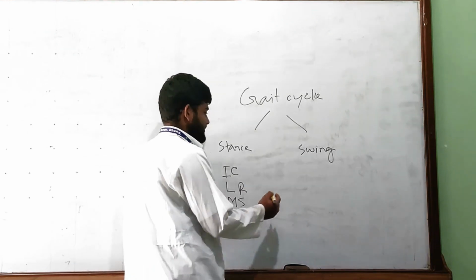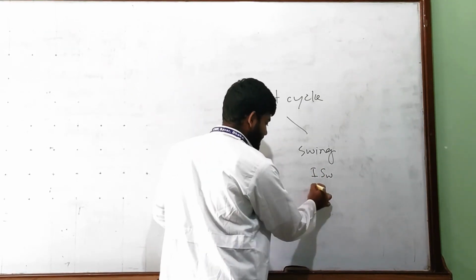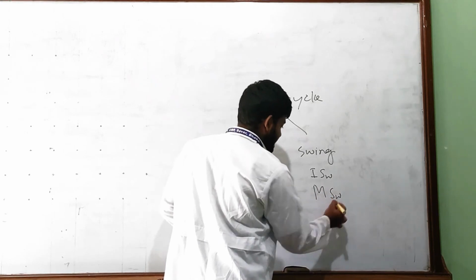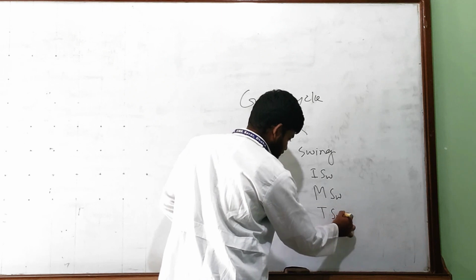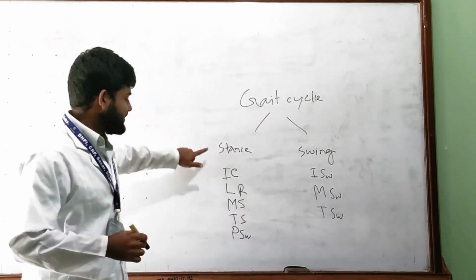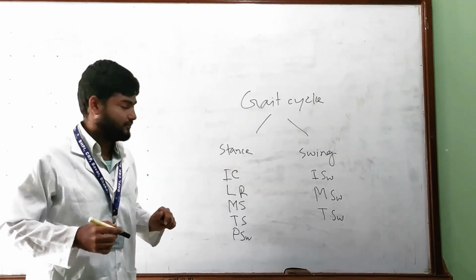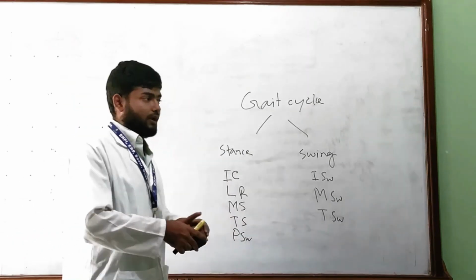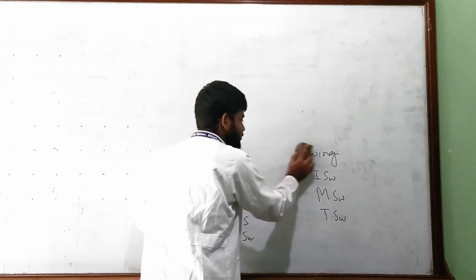Now we have the swing phase. The first one is initial swing, then we have mid-swing, and lastly we have terminal swing. So these 8 phases are the main sub-phases of gait cycle. Now we have to clear something if we want to go to the muscle action.